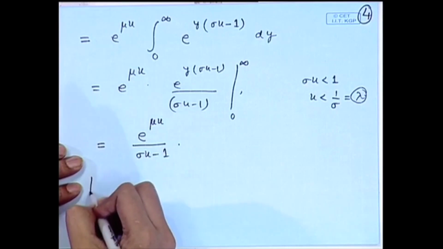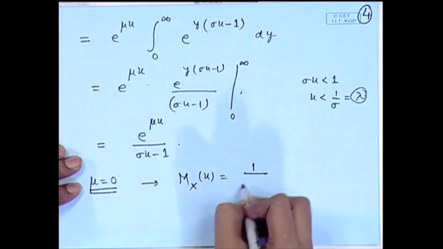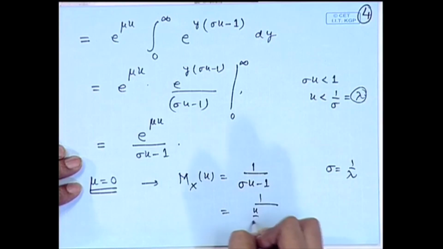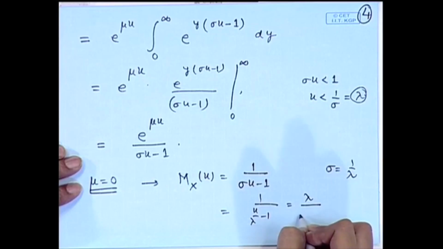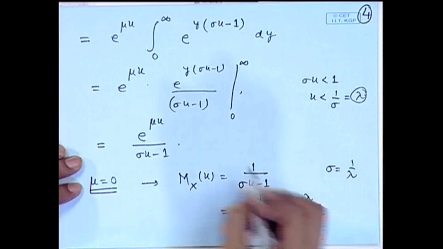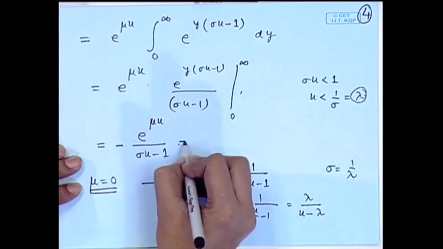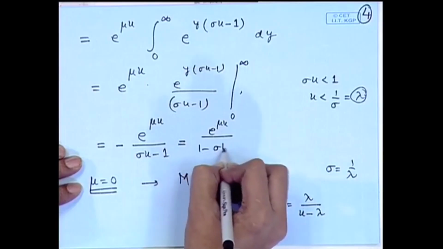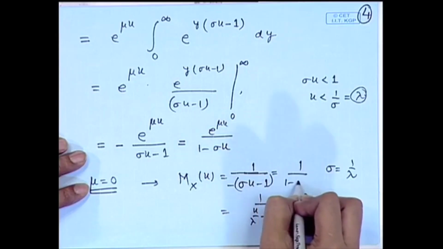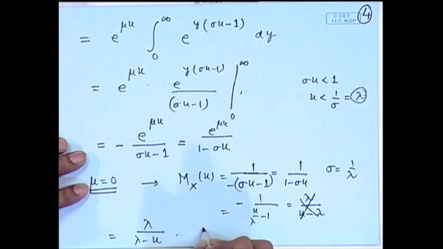In particular, if we had taken mu equal to 0, then this M x of u would have been 1 by (sigma u minus 1). If we put sigma equal to say 1 by lambda, then this will become 1 by (u by lambda minus 1), that is equal to lambda by (u minus lambda), where there is a minus sign here, because when we put 0 there is a minus sign here. So, this will become actually equal to e to the power mu u, with a minus sign, 1 by (1 minus sigma u). So, minus is here. So, this is equal to lambda by (lambda minus u) for u less than lambda.